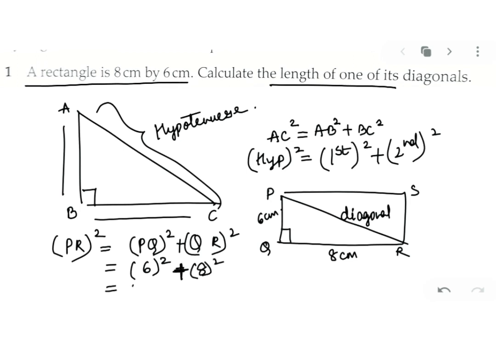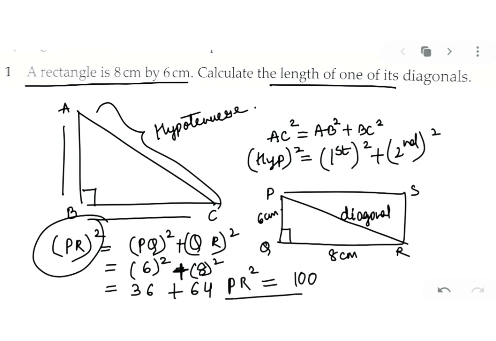So that will make 6 6s are 36, 8 8s are 64. And the total, 36 plus 64, is 100. So what did we get? 100? We got PR square is 100. But how to find PR now? This square will become root on the other side. So PR is equal to root of 100.